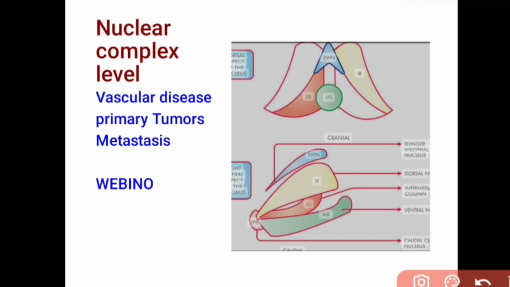Whenever there is complete affection of the third nerve nuclear complex, there are more chances of involvement of the fourth nerve also, which is just located caudal to the third cranial nerve nucleus complex.